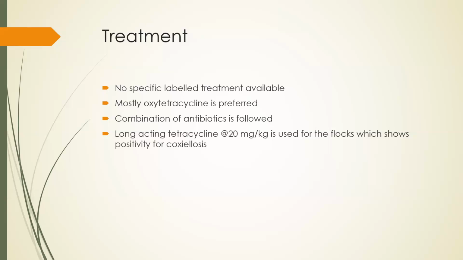Coming towards the treatment of animals, there is no specific labelled treatment available. But most of the time, preference is given to oxytetracycline, and a combination of antibiotics is also used. If a flock has more than 6 to 7 positive animals and there are chances of abortions in the last trimester, long-acting tetracycline at the rate of 20 mg per kg is used for flocks showing positivity.